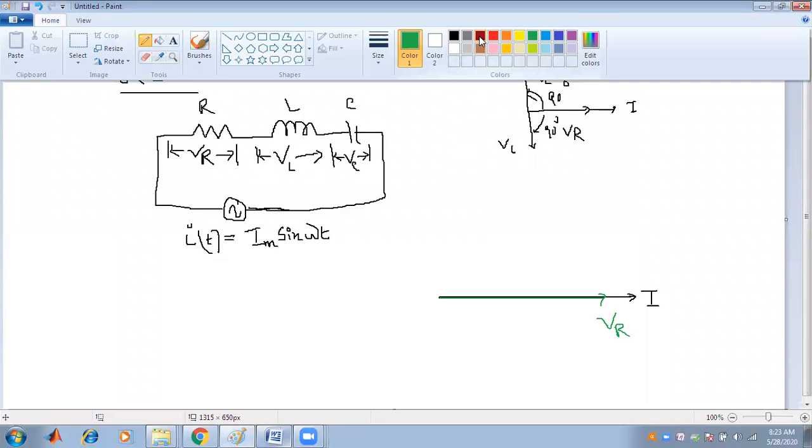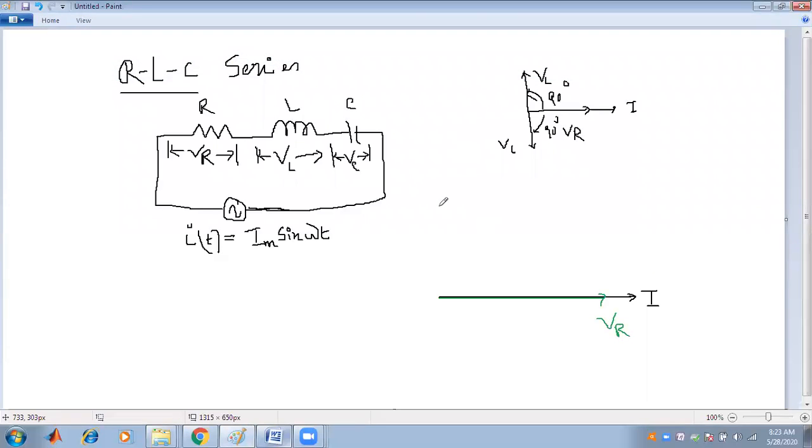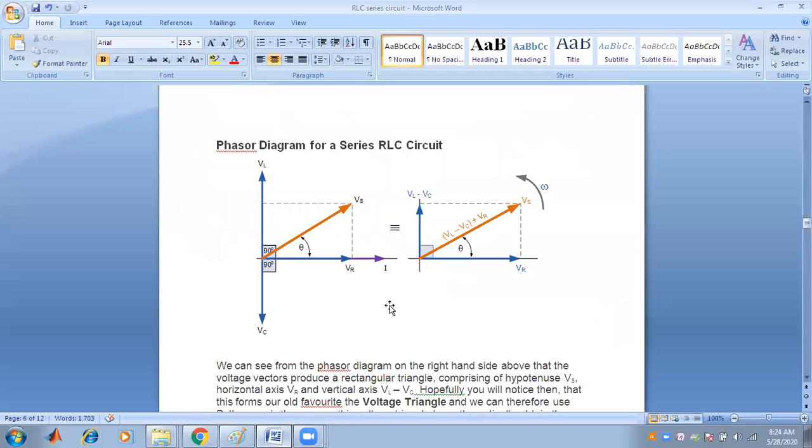And now what is VL? VL will be 90 degrees leading with respect to VR. So this is the VL, that is 90 degrees leading. And what is VC? VC will be 90 degrees lagging with respect to VR, and its value will be small with respect to VL. So say this is VC. Okay, that we have done.